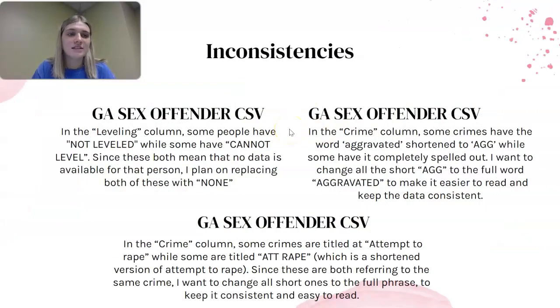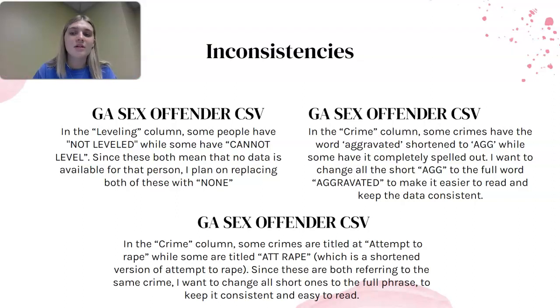So, inconsistencies, specifically in the Georgia Sex Offender Registry, because that's where almost all my inconsistencies were. In the leveling column, some people had "not leveled" and some people had "cannot level." So this was a big difference legally, but for the purposes of the project, they both meant that it was not leveled, so I just changed all of them to "none" for consistency.